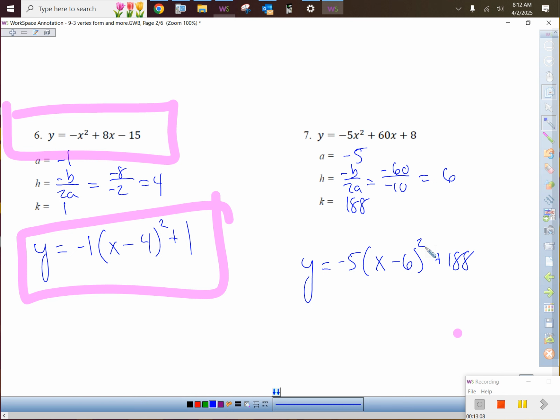How do you feel about taking a parabola from standard form and putting it in vertex form? You need 3 ingredients: A, H, and K. And the easiest one is usually the hardest one. How do you find A? Right? It is provided for you.